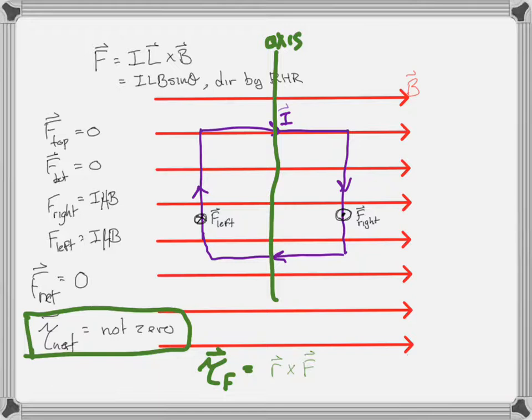And therefore the net torque is going to be the sum of the individual torques. In this case, we have two torques. So we've got an R vector that points here, and an R vector that points here. What is the length of each of these R vectors? Let's just do the torque on the right. The length of that R vector is just W over 2.